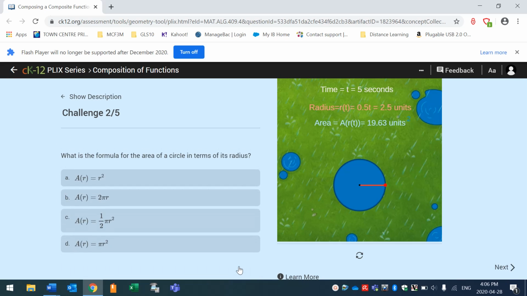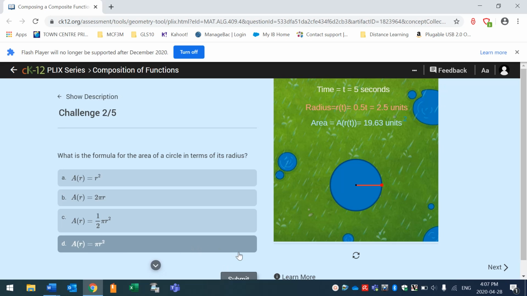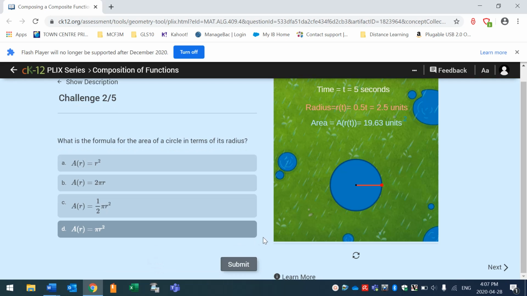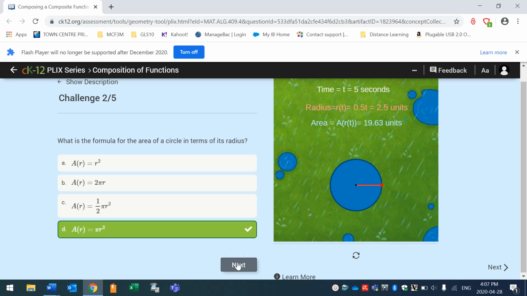Next question, what is the formula for the area of a circle in terms of its radius? So as I said, it's something you learned in grade 9 and obviously have used multiple times since. And so of course you should remember that it's pi r squared. Not to be confused with the circumference of a circle, which is 2 pi r. So make sure you don't confuse those.